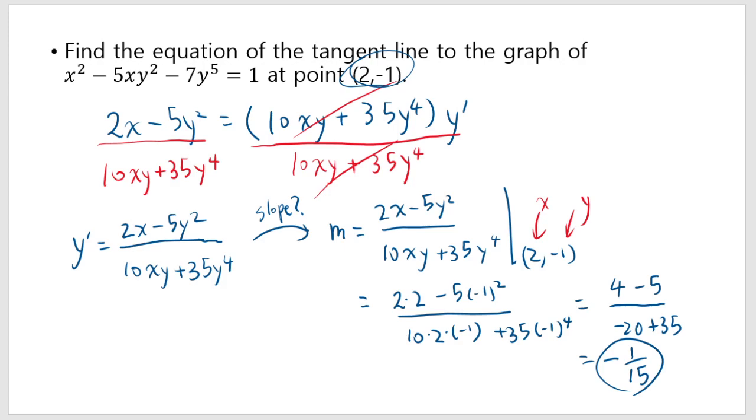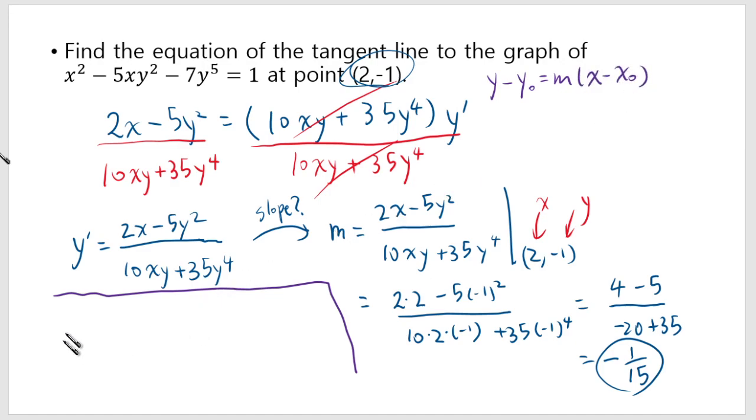Alright, so what did we achieve? Well, we achieved the following. We found out that the slope is negative 1 over 15, and since the point is 2, negative 1, the point slope form can now be applied, and we can write it as y minus y naught equals m times x minus x naught. So this is x naught, y naught, so it's negative 1, so y minus negative 1 equals negative 1 over 15 times x minus 2.